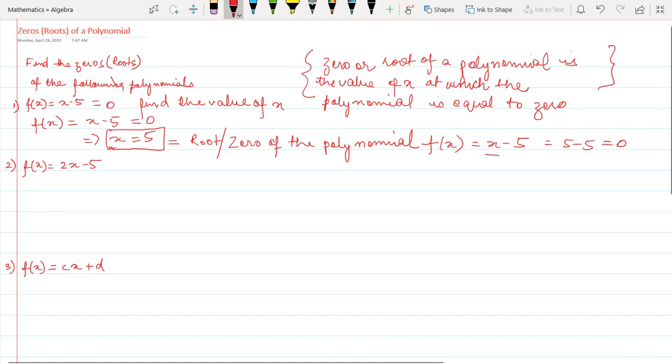Now let's take the second one. It says f(x) is equal to 2x minus 5, and I have to find where it will be equal to 0. So this implies that 2x is equal to 5, and this implies that x is equal to 5 by 2. So this is the zero or the root of this polynomial.